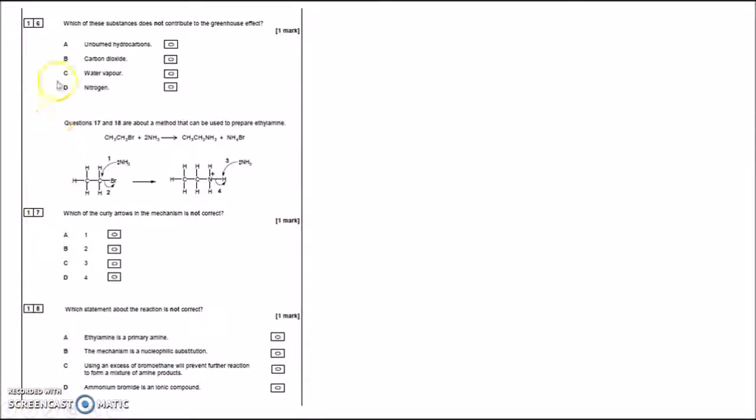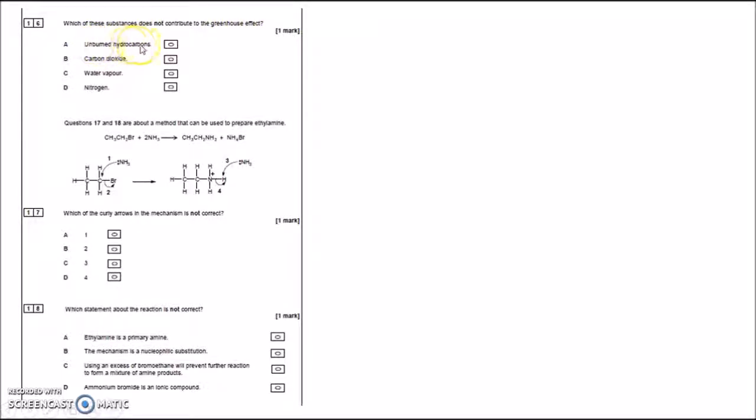Questions 16, 17 and 18. Which of these substances does not contribute to the greenhouse effect? So the greenhouse effect is where infrared light from the sun is expected to reflect off the Earth's surface and go back out into space. However, sometimes the gases absorb the infrared light and prevent it then from reflecting back out into outer space. They warm up and contribute towards the greenhouse effect.